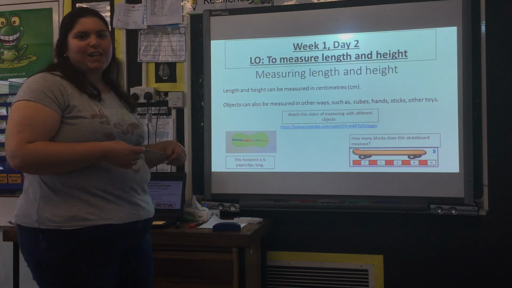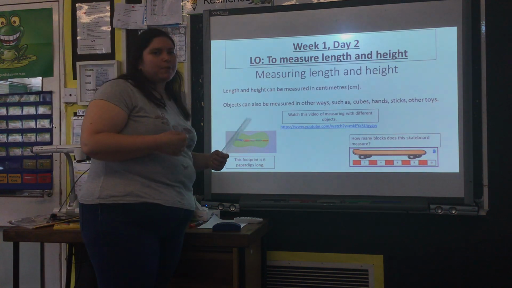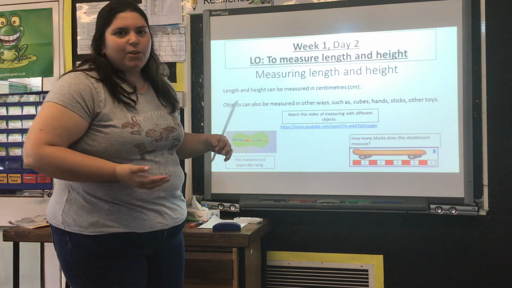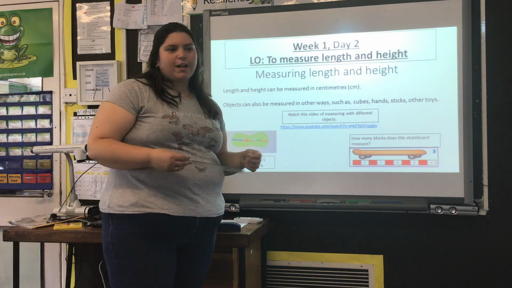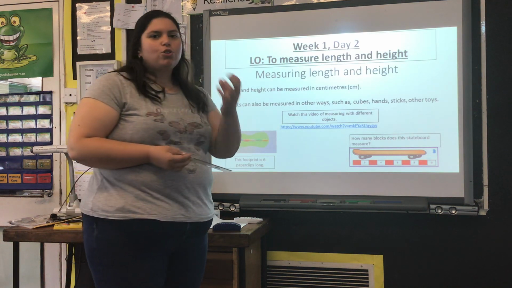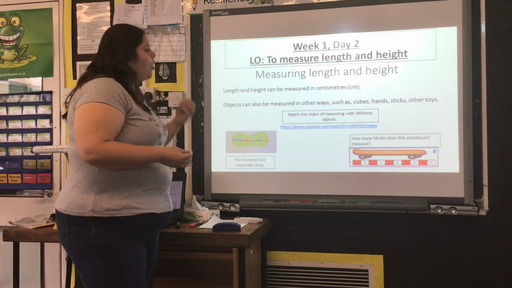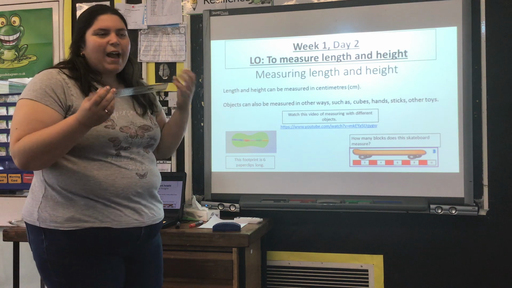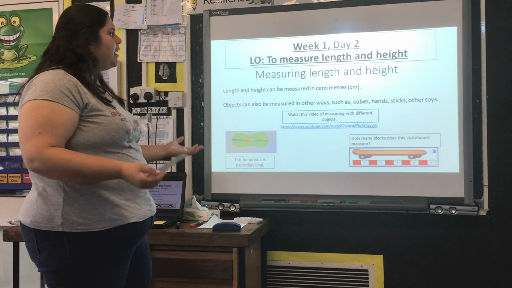Lesson 2, day 2. We're looking at measuring length and height. So yesterday we talked about comparing length and height. So we used the words shorter, taller, longer, shorter. Today I would like you to think about how can we measure length and height.